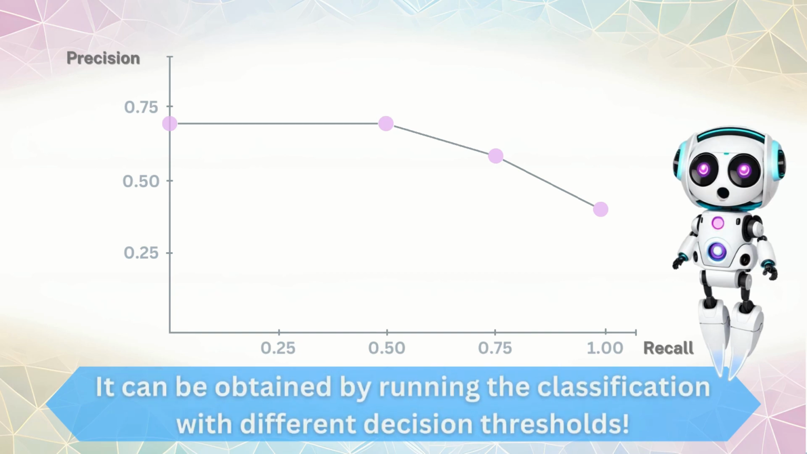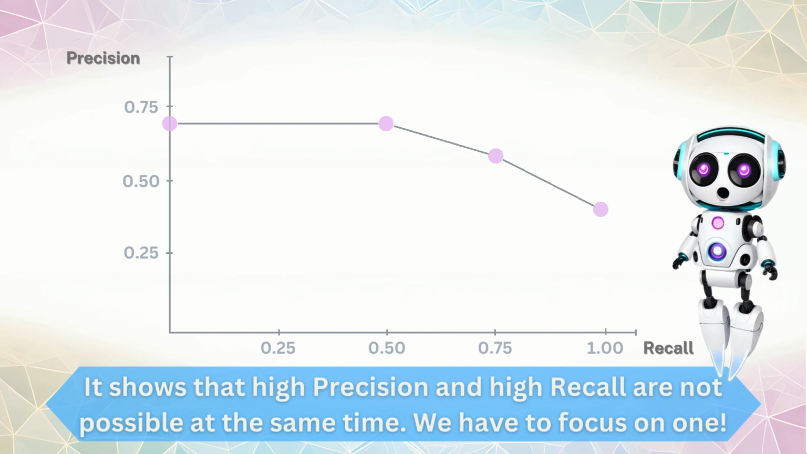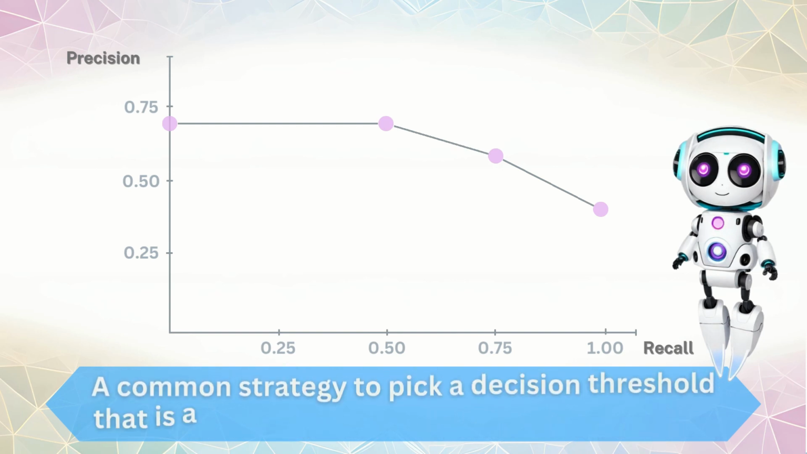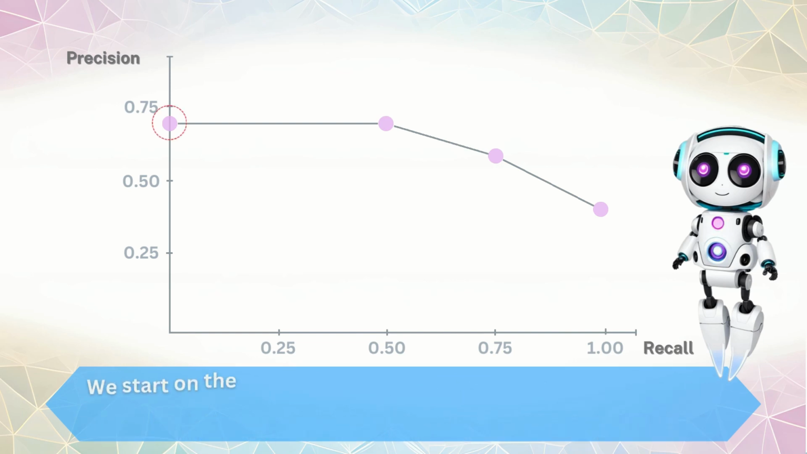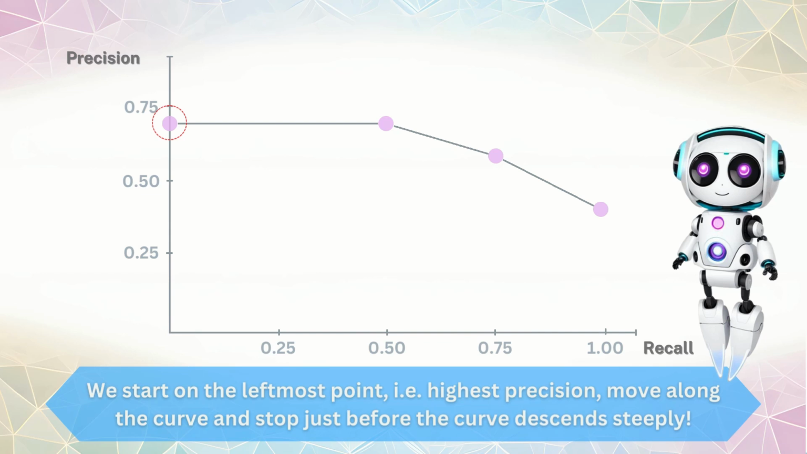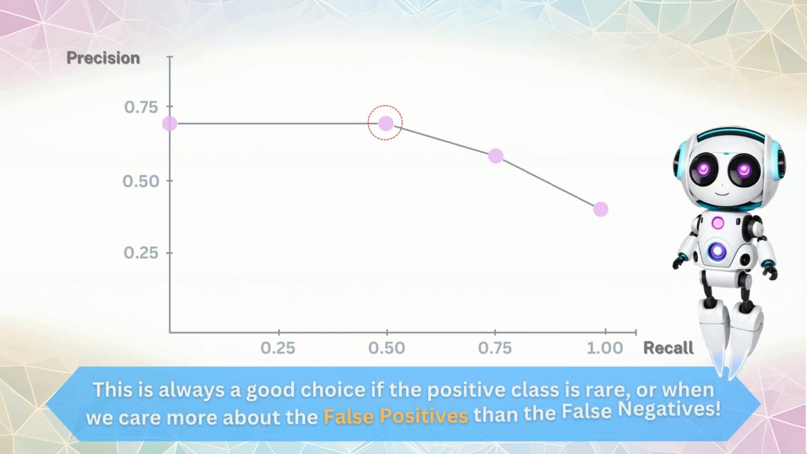It can be obtained by running the classification with different decision thresholds. It shows that high precision and high recall are not possible at the same time. We have to focus on one. A common strategy to pick a decision threshold that is a good trade-off is the following method. We start on the leftmost point. It has the highest precision. Move along the curve and stop just before the curve descends steeply. This is always a good choice if the positive class is rare, or when we care more about the false positives than the false negatives.